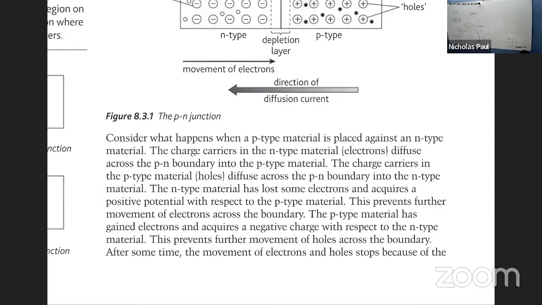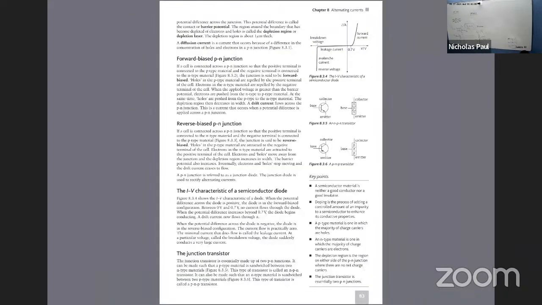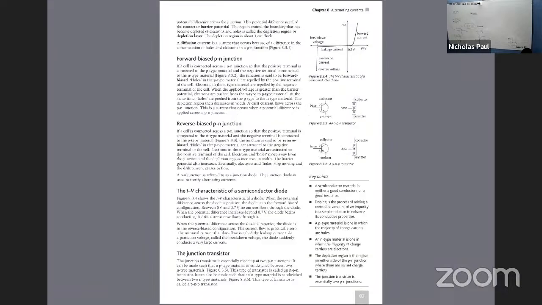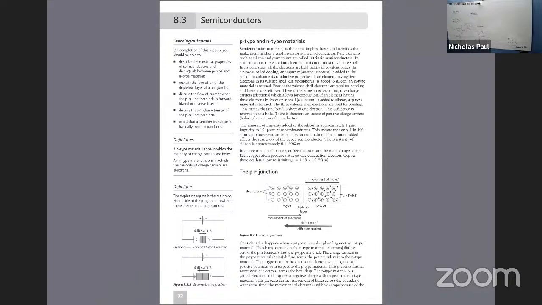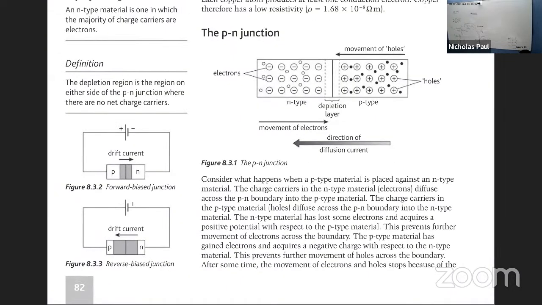Do me a favor and I'll come back now. Just take a read of forward bias and reverse bias. Same handout, same thing is on page 82 and 83. Let's take a read there and I'll go through it. Give us 5 minutes.